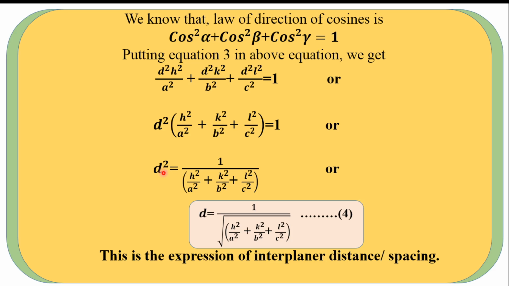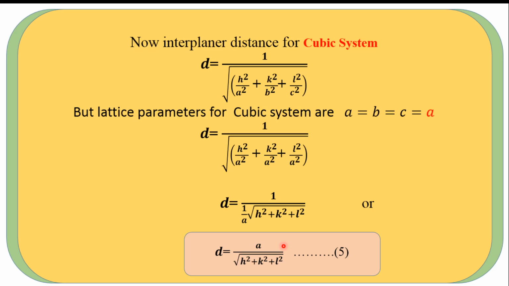Or we can write d is equal to under root of 1, so 1 divided by under root h square divided by a square plus k square divided by b square plus l square divided by c square. So this is our equation 4. This is the expression for interplanar distance or spacing for orthorhombic, because in orthorhombic a is not equal to b, b is not equal to c.